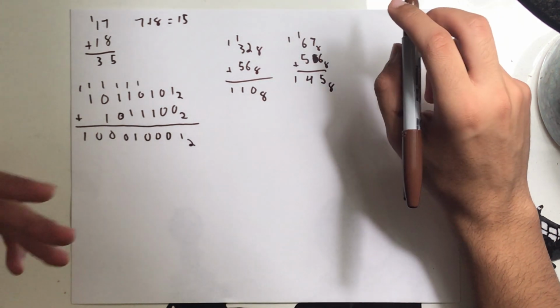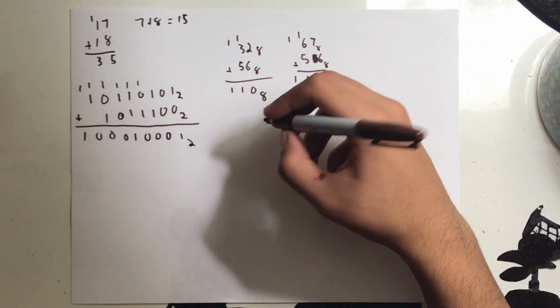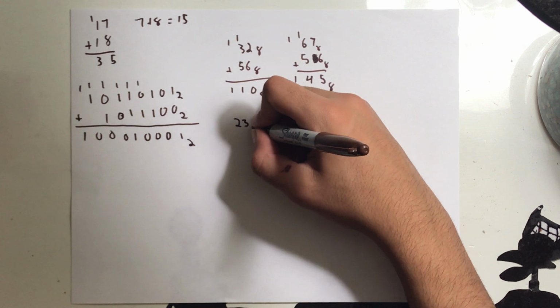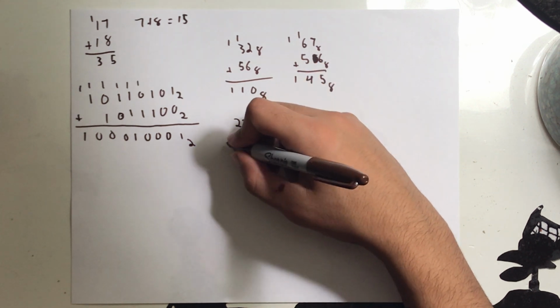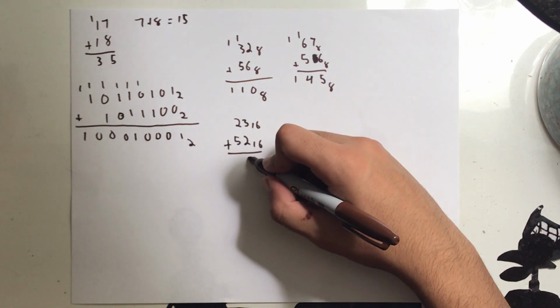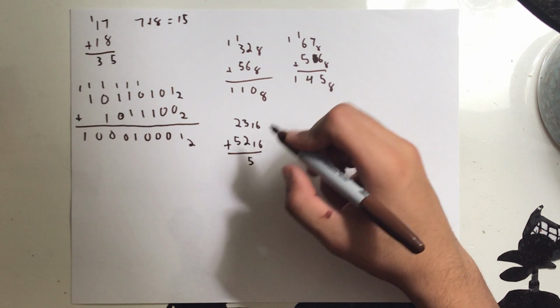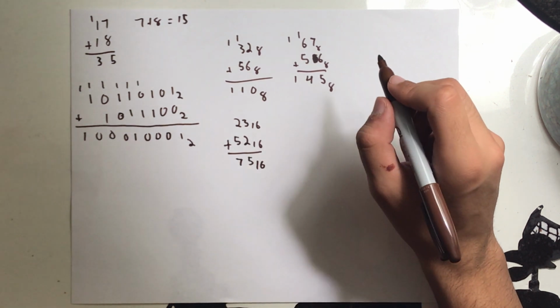We can even do that for base 16. Let's see, we had 23 base 16 and 52 base 16, and we wanted to add them. 2 plus 3 is 5, and 2 plus 5 is 7. That's it. That's your answer. That was actually pretty simple.